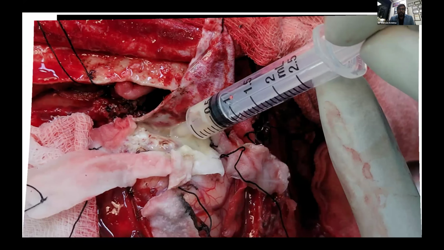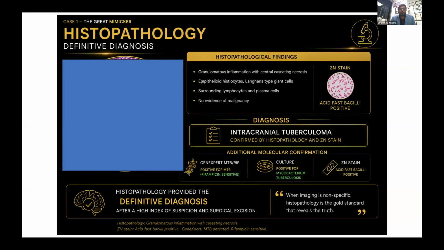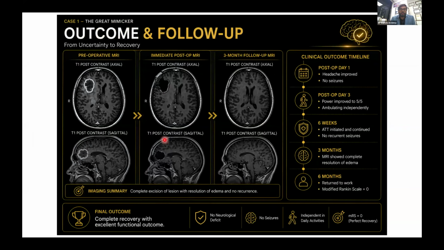Histopathologically, it showed granulomatous inflammation with epithelioid histiocytes and Langerhans type giant cells. And it was diagnosed as intracranial tuberculoma with GeneXpert, culture and ZN stain. Outcome and follow-up: in the immediate post-operative scan, you could see that the lesion was completely excised, and 3 months after initiation of the ATT, it was completely relieved.